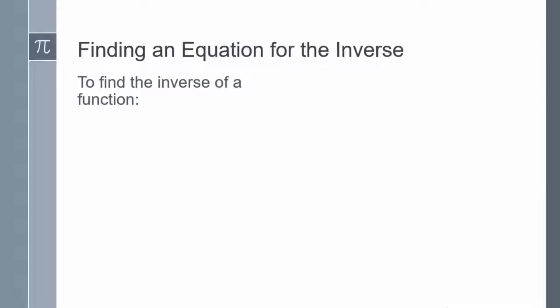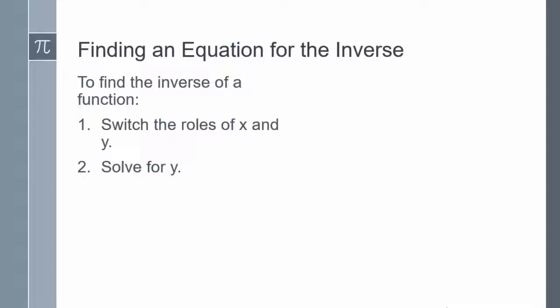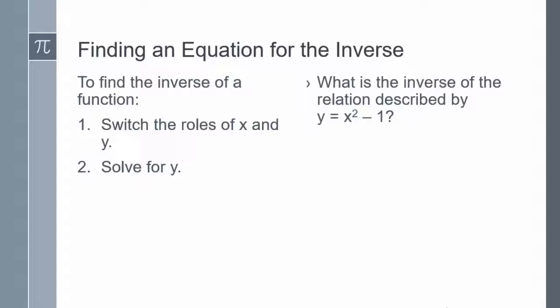Finding an equation for the inverse. To find the inverse of a function, switch the roles of x and y, then solve for y. Let's take a look at an example. In this function y equals x squared minus 1, we are asked to find the inverse. To do that, first switch the roles of x and y. So I'm going to rewrite this as x equals y squared minus 1. From here, I am now going to solve for y.